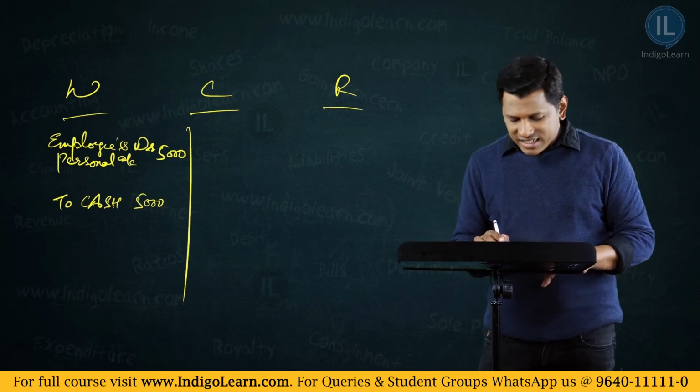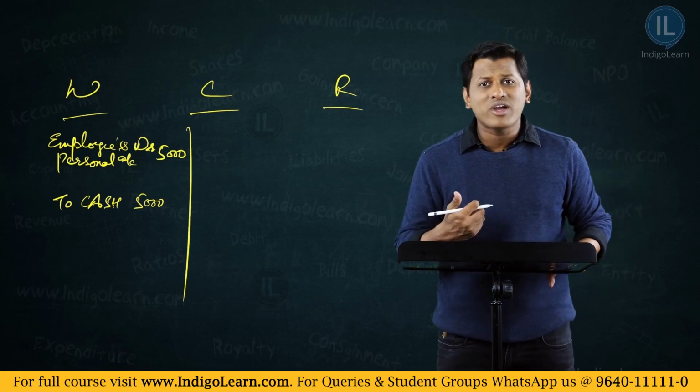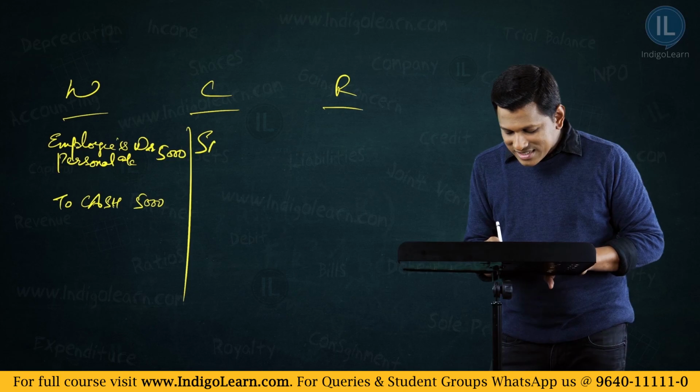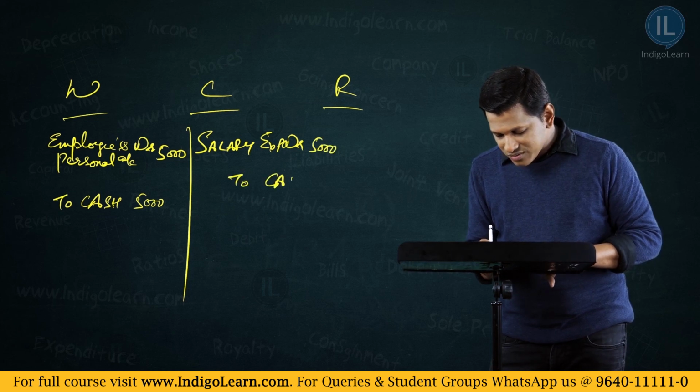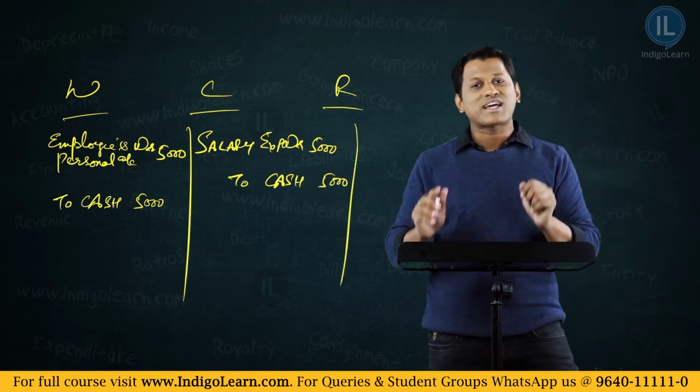Now, what is the correct entry? It is not recoverable from the employee. So it should have been salary expense debited 5,000 to cash 5,000. Acha, this would have been the correct entry.